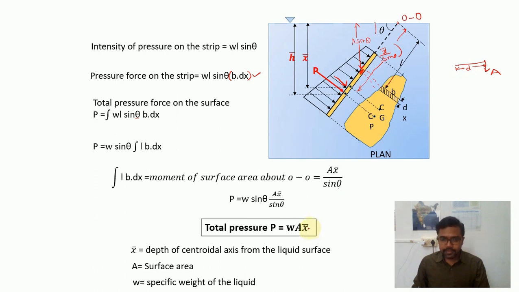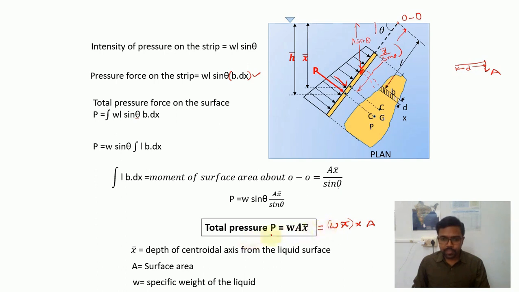So it tells us we can write this equation like this: W x bar multiplied with A. That is, the total pressure acting on an inclined immersed body is the multiplication of the pressure force at the centroid, that is W x bar, multiplied with the surface area of the plane. The equation is the same for vertically immersed bodies also. We will see in the next slide.